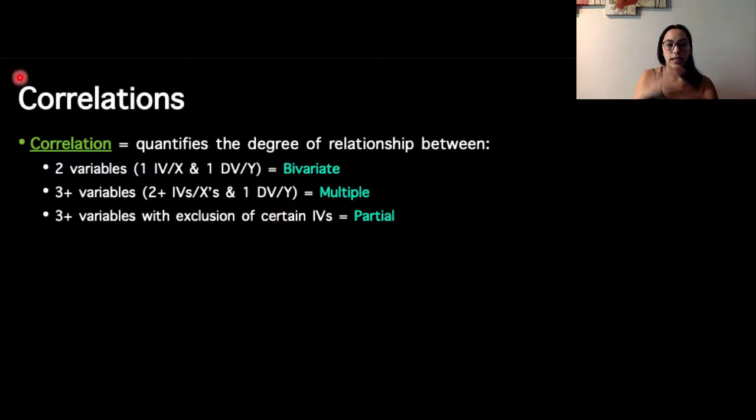Just to give you guys an idea of what correlations do, I'm sure most of you have been exposed to a correlation at some point up until now. But correlations quantify the degree of the relationship between variables. And we can have different types of correlations based on the number of variables we're comparing. So a bivariate correlation is, bi meaning two, you have two variables. Generally, we can say this is an independent or an x variable and a dependent or a y variable.